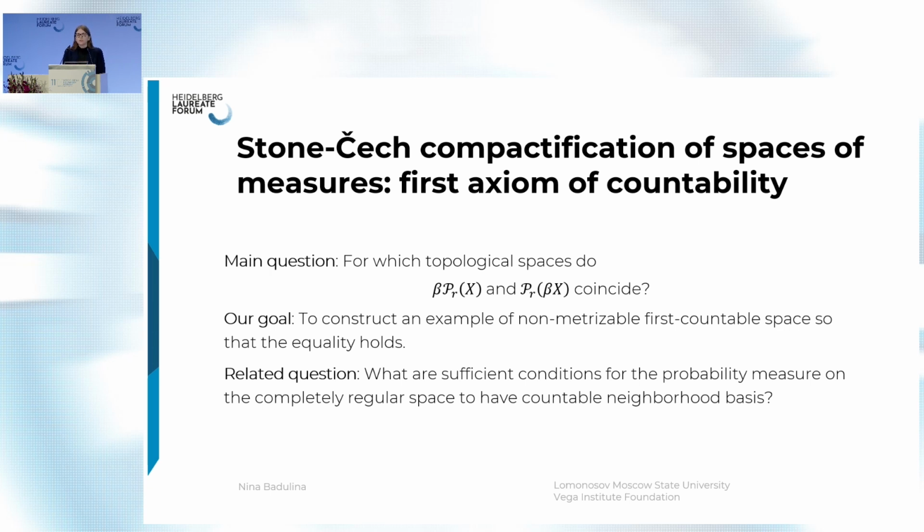To analyze it, we needed to build some background, including understanding when the space of measures can be considered first countable. We needed it especially to construct an example of a non-metrizable first countable space so that the equality holds. Non-metrizability is important just because it was proven that for non-compact metric spaces, the equality doesn't hold.